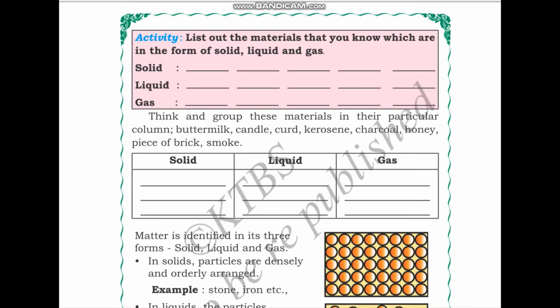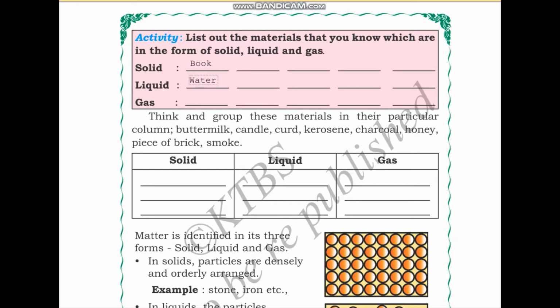In the next part of the activity, we have to list out the materials that we know are in the form of solid, liquid or gas. Let us start with the materials around you. I have a book on my table and we know that a book is a solid because it is a hard substance. Therefore, one example of solid can be a book. We just saw that we need water to drink and water is a liquid. So water inside your water bottle is a liquid.